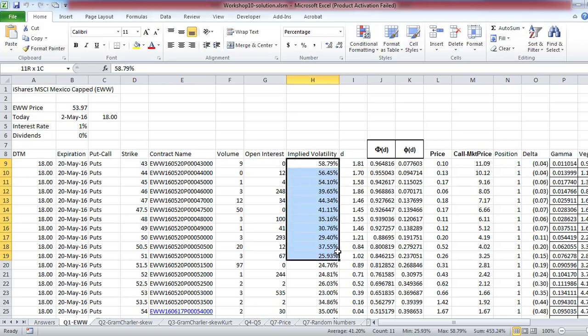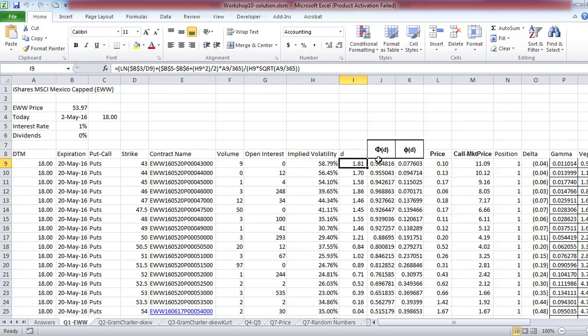And here we have the implied volatility. So I give you all that, and then with that you're going to compute the D and the cumulative probability of D, phi D, and then this is going to give you the price. Now in this price specifically, you're going to get the put price.